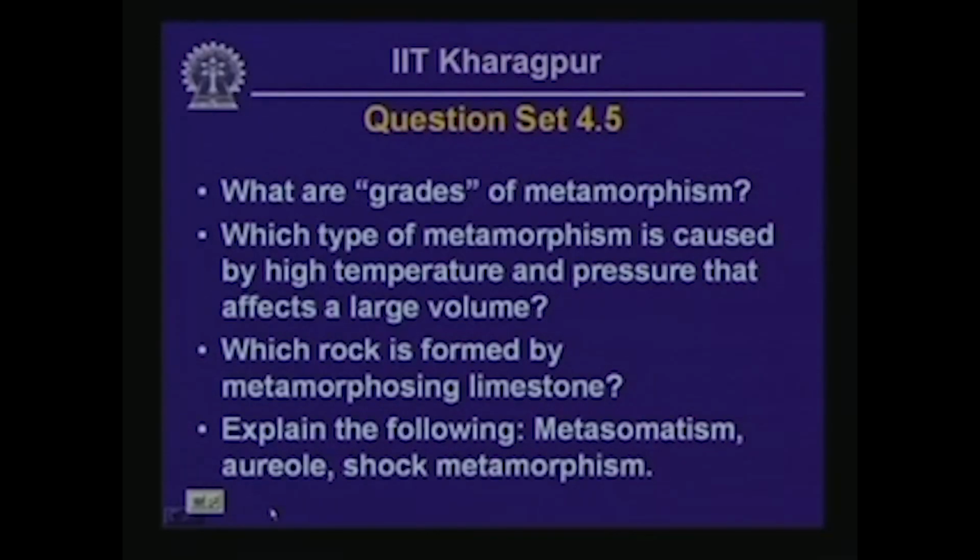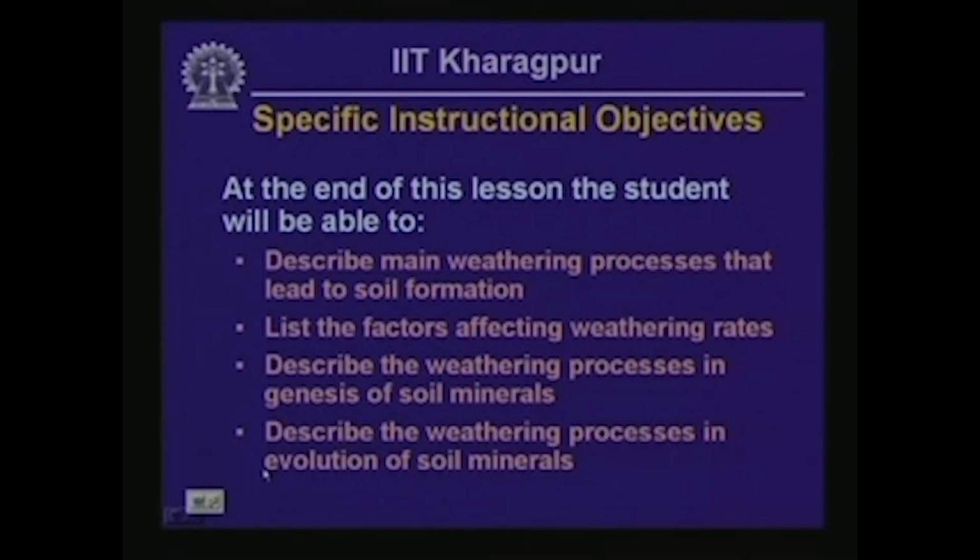That kind of settles the question set, and now we move on to the subject matter of this particular lesson. First of all, the objective of what we are trying to learn: after completion of this lesson we would be able to define and describe weathering processes that lead to the weathering of parent rock mass and lead to soil formation. We are going to be able to list the factors that affect weathering rates.